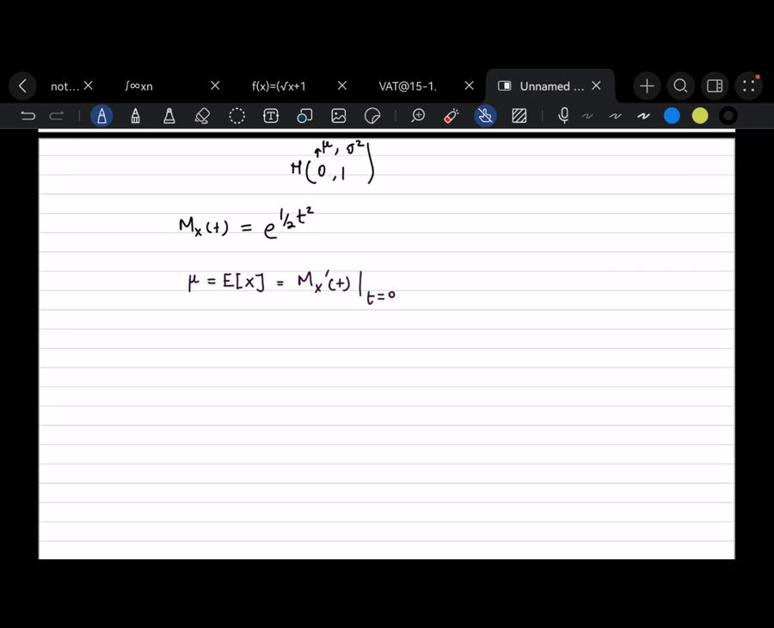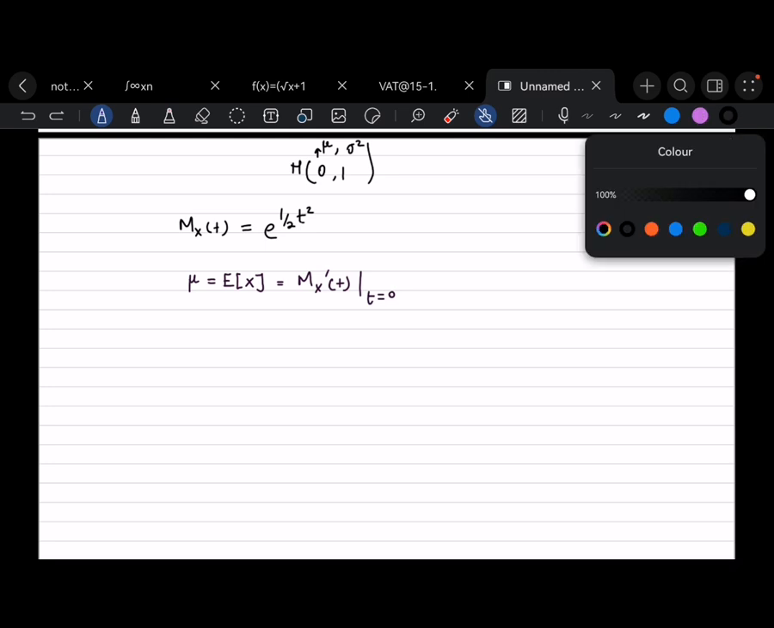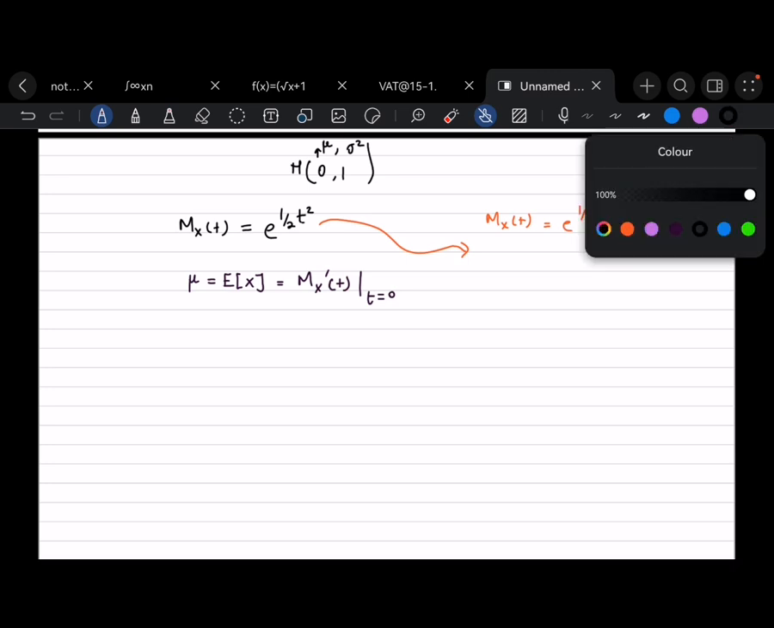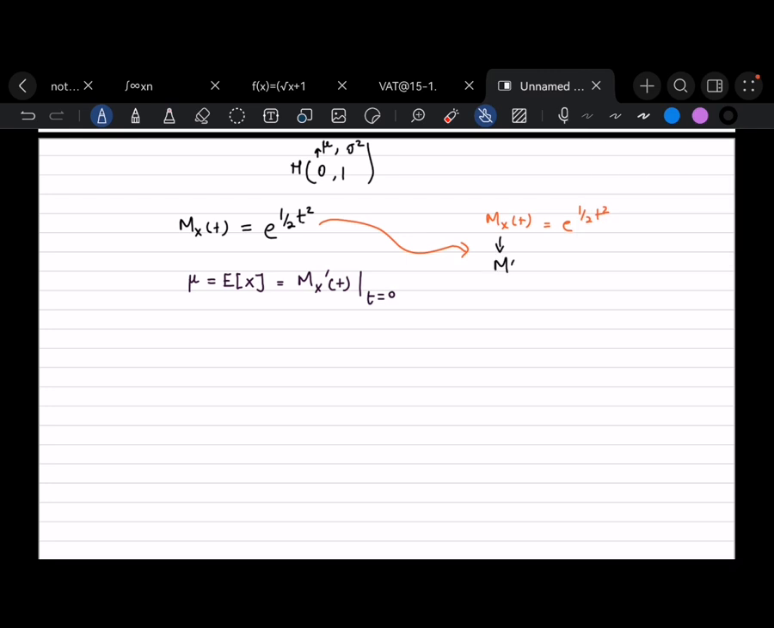Which means in order to find the mean, we need to take this moment generating function, derive it once and evaluate it at 0. So we take this moment generating function, derive it once. So you have e to the half t squared. Now the derivative of this moment generating function, now you have the prime.